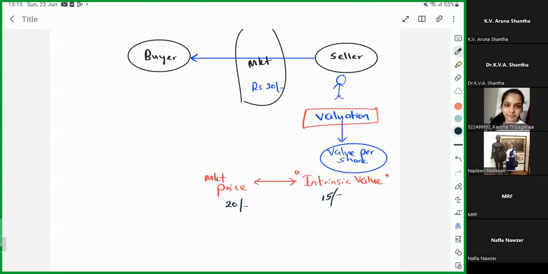Yes. Now you see the importance of valuation. According to your valuation, one share is worth 15, but the market gives more than that. Now you are financially benefited if you sell shares. You have to see whether, as a seller, you are financially benefited if shares are sold in the market. So that's why you need a valuation.